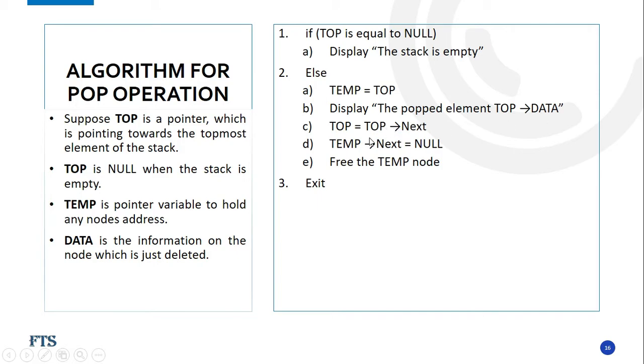Top should be equal to top next. Then you have to isolate the node to be deleted by assigning null to its next address, which means you are disconnecting it from the remaining elements of the stack. Then free up the temp pointer, then exit.